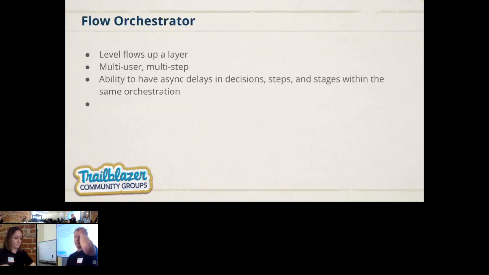And the last layer is really the flow orchestrator. So think of this as like everything we just talked about and zooming out one level. So this is like multiple users are interacting on a business process flow, and you're orchestrating together a bunch of different flows. So within this orchestration, you have the ability to have delays within it. So like you're creating a new task and waiting for someone to complete it before you go to the next step in the orchestration.